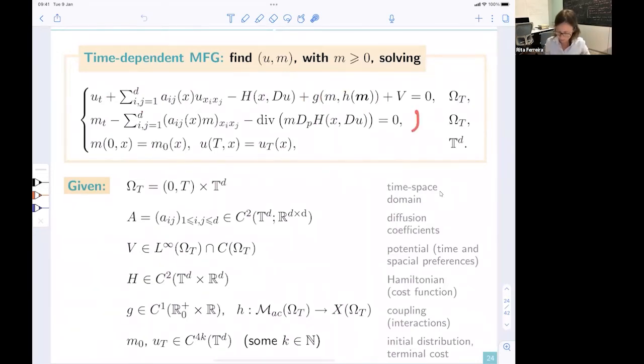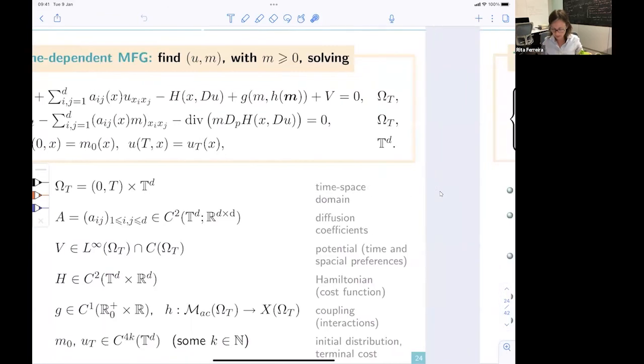And here is the Fokker-Planck equation. And again, as usual, in the time-dependent case, we have the initial distribution and the terminal cost. Omega T is our time-space domain. A are the diffusion coefficients. V is the potential. As before, it encodes time and spatial preferences of agents. H is the Hamiltonian, G is the coupling, and also M0 and UT are the initial distribution and terminal cost, as I said before. So this is the time-dependent mean field game.